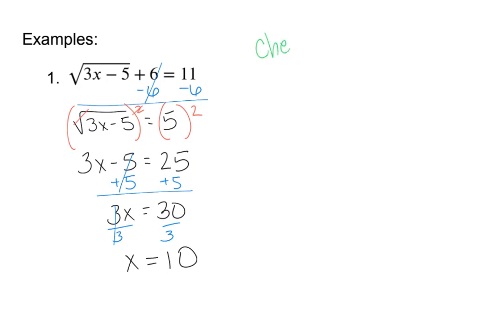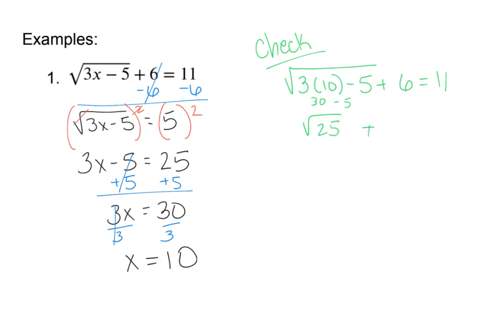This was a square root equation. That means we have to check these. So I'm going to rewrite the equation, but wherever I see an x, I'm going to put in what I think x is, which is 10. Now underneath the radical, we're going to follow order of operations. 3 times 10 is 30, and then minus 5 will leave me with 25 under the root, plus 6 equals 11. Well, the square root of 25 is regular 5, and 5 plus 6 does equal 11. So I know 10 is the correct answer.